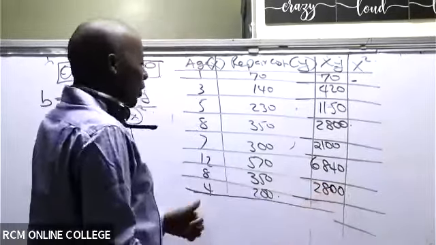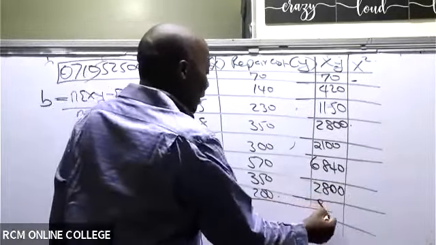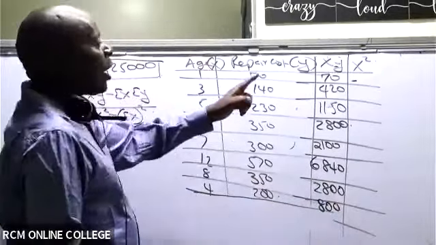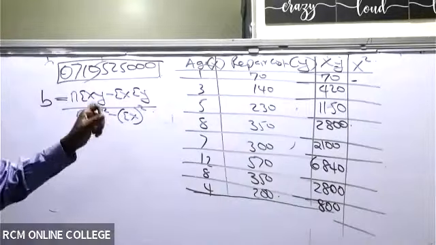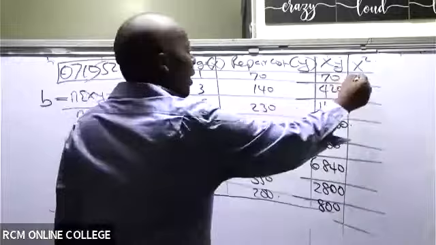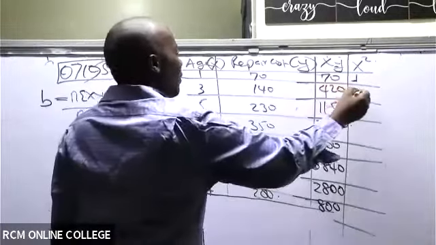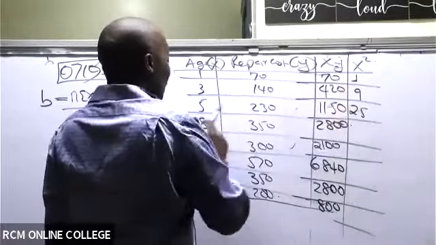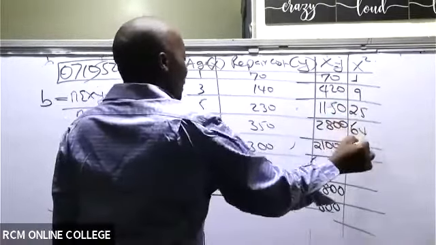And then lastly, we have 4 times 200. This gives me 800. How about the column of x squared? So you simply use your calculator there. So 1 squared gives me 1. 3 squared gives me 9. 5 squared gives me 25. 8 squared gives me 64.